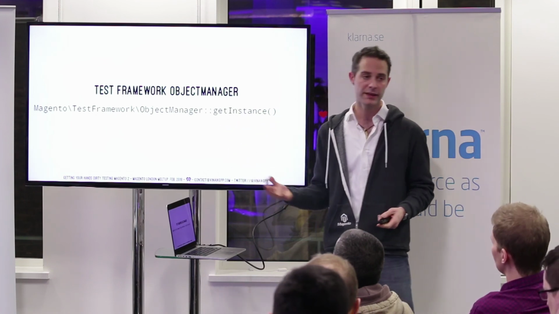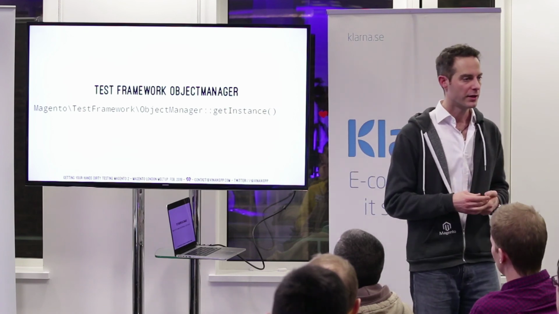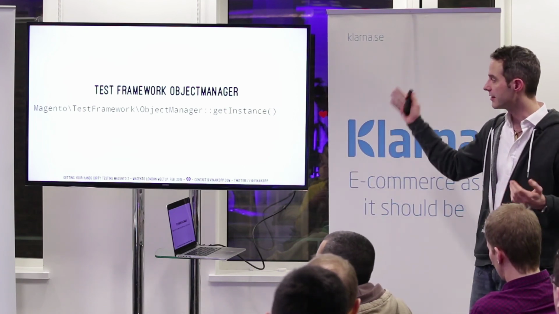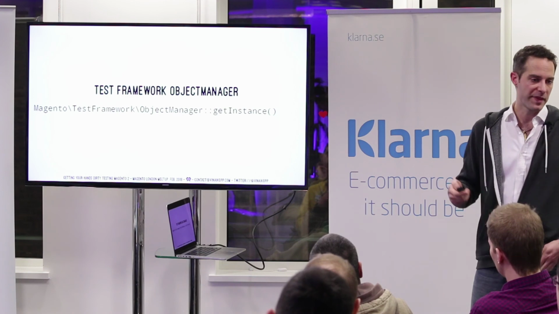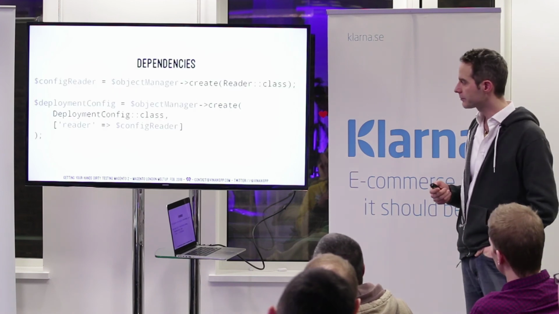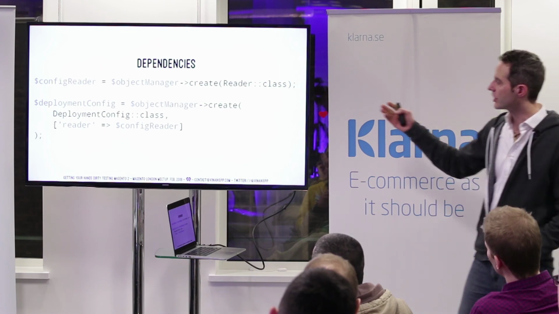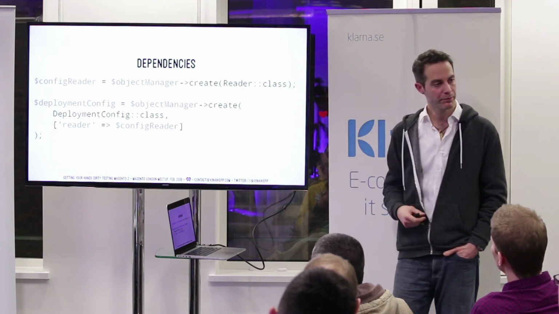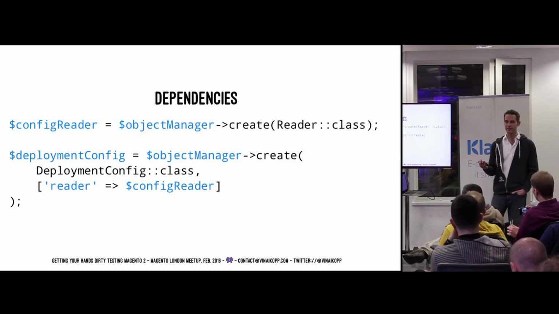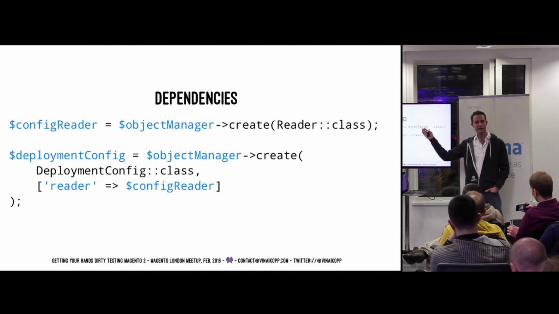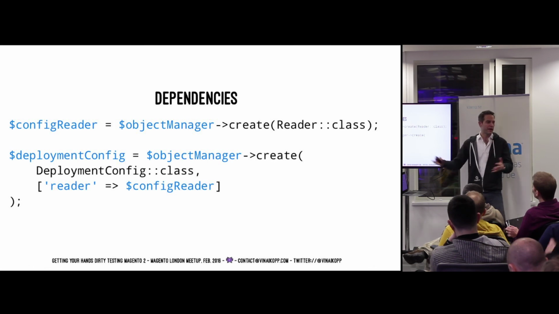And you can easily get an instance of the object manager using this static method, and then you can use it to create your classes. To create one of those classes, you can simply call object manager create with a class name, and it'll give you the class. If this class has any kind of dependencies, they will automatically be created and passed in. We don't have to worry about it at all.